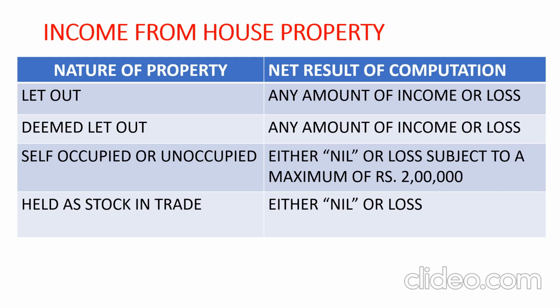Nature of property and the net result of computation. In the case of let out property and deemed let out property, the net result can be any amount of income or loss. In the case of self-occupied or an unoccupied property, it can be either nil or loss subject to a maximum of rupees 2 lakhs. In the case of property held as stock in trade, it can be either nil or loss.